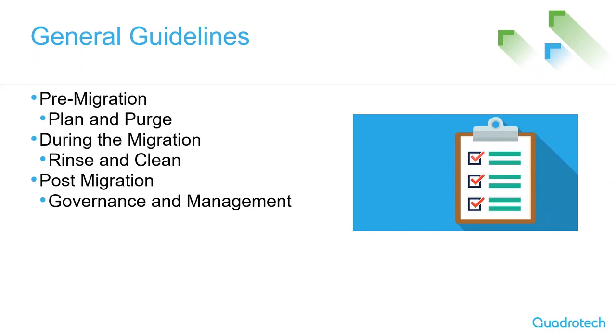So I like to break this down into three general guidelines for when you approach this. For pre-migration, you want to plan and purge. You basically want to understand what your migration is going to be, and purge all the information that you don't want to go across. Don't forget, migrations are usually very complex.